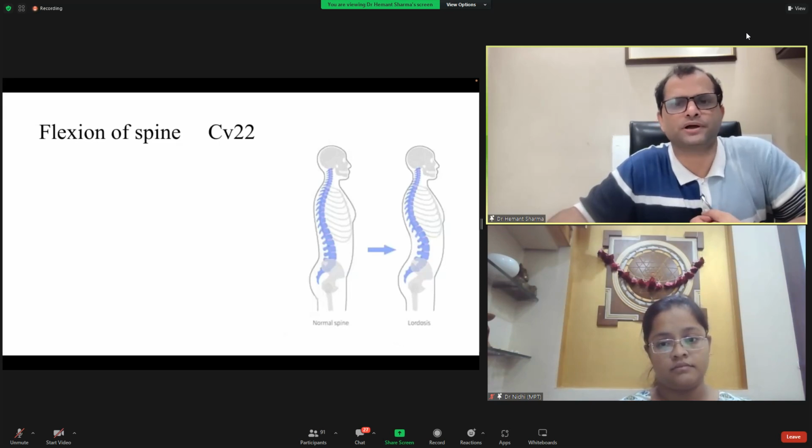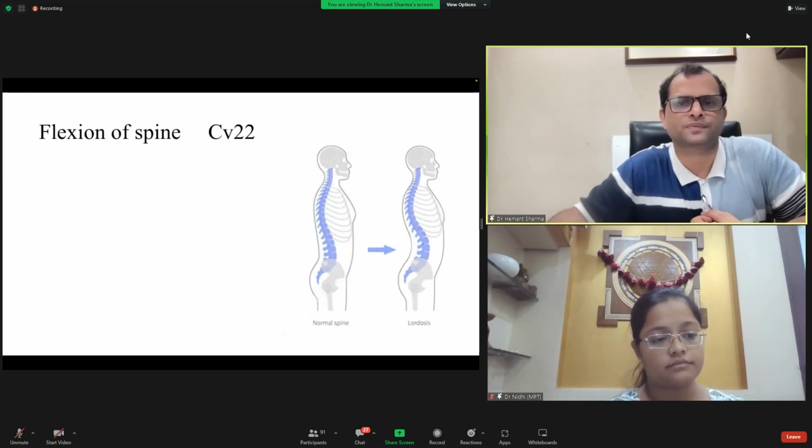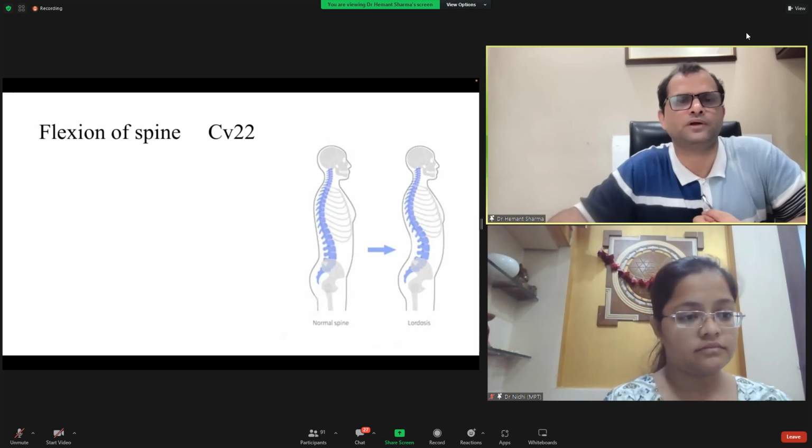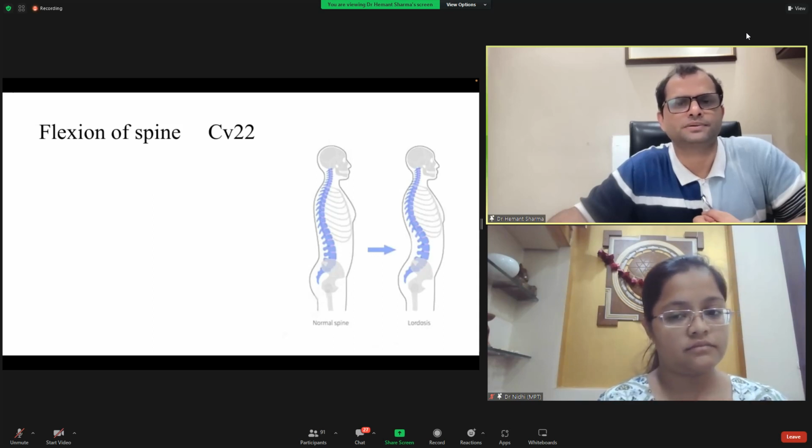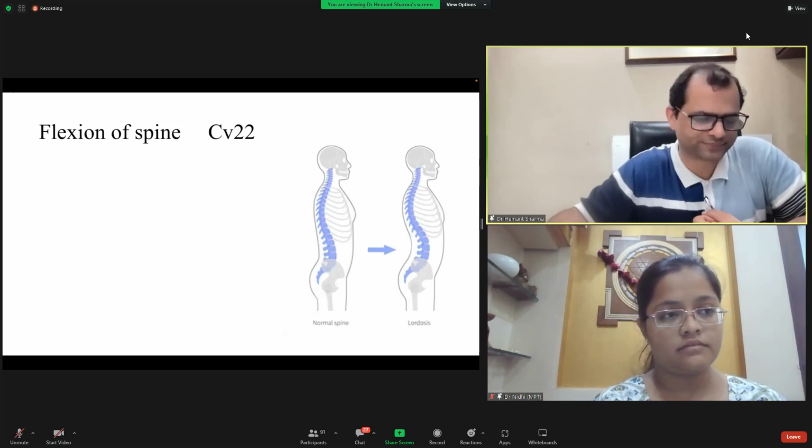So there's a wonderful point. We can do acupressure every day here, and we can bring the normal flexion of the spine. We can avoid hyperextension of the lumbar spine.